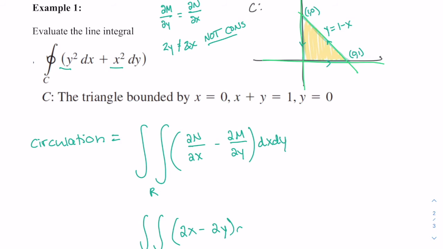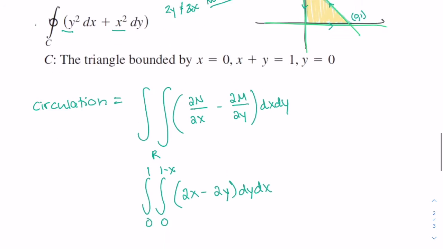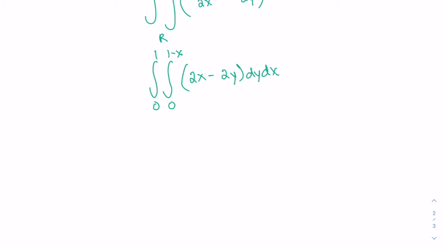dy dx. And so now if we're doing the differential in terms of y first, we need to go from y equals 0 to y equals 1 minus x. So 0 to 1 minus x. And then x, to capture that entire region, will go from 0 to 1. And now we can evaluate that out.